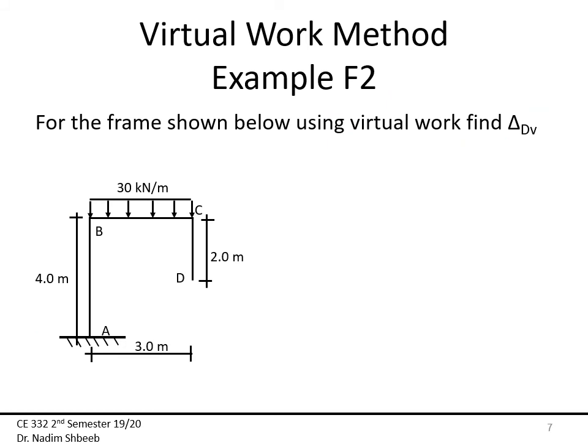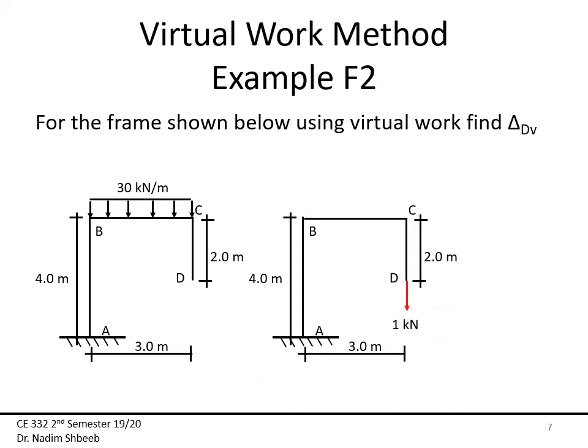I'm going to do another example. For the frame shown below, I want you to find the vertical deflection at D. So I'm going to impose the 1 kilonewton meter. Again, here I'm assuming the deflection is downward. I think it's going to be downward, but it really doesn't matter.